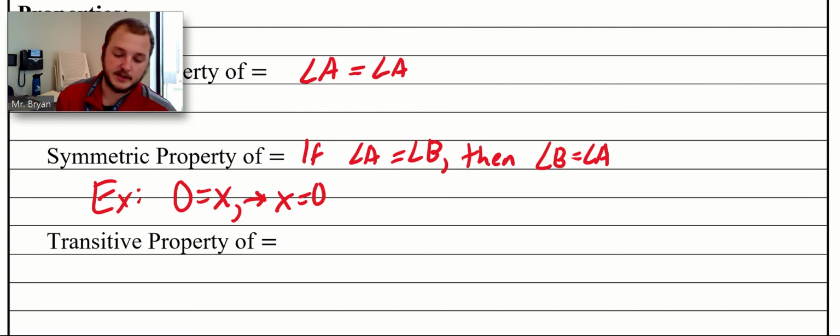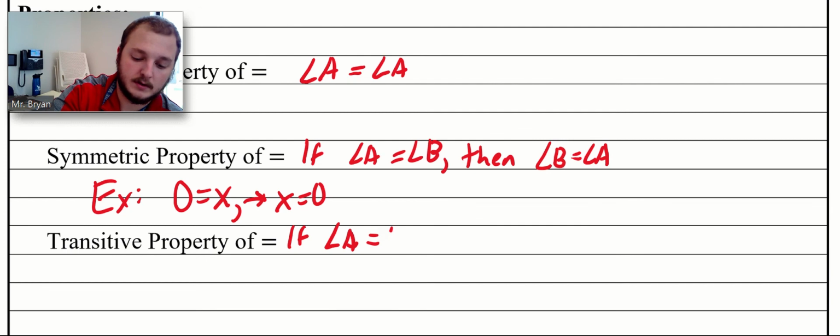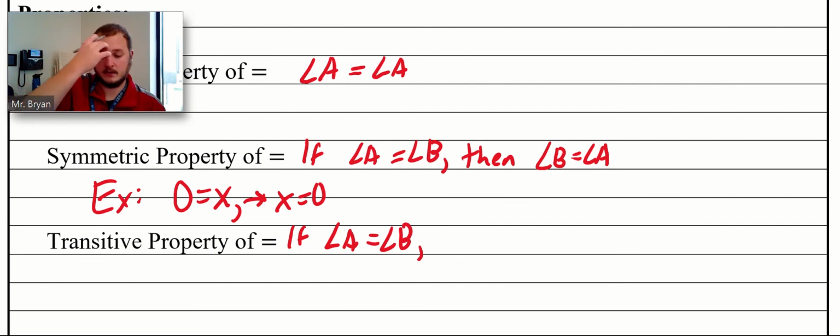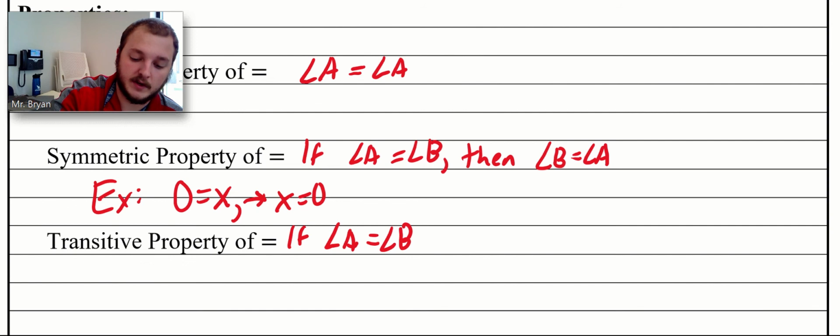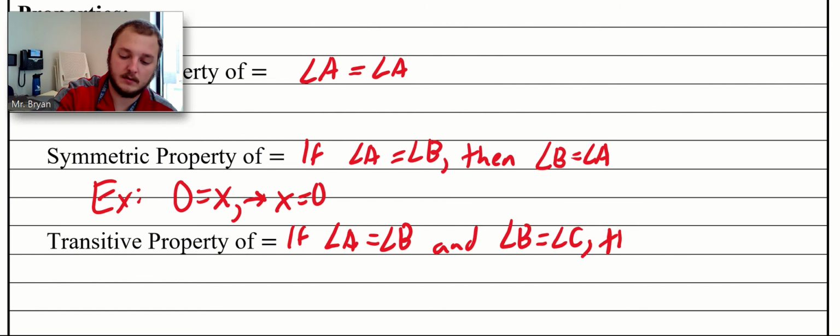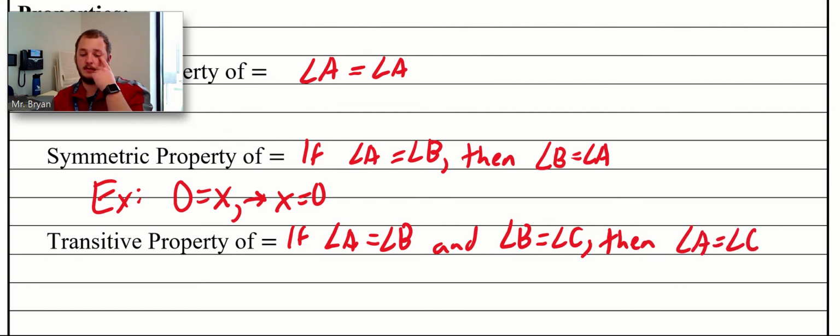And the transitive property says this. It says if angle A equals angle B, so we're saying they have the same measure, and if angle B equals angle C, then what I can say is angle A equals angle C. So again, transitive property says if A equals B and B equals C, then A equals C.